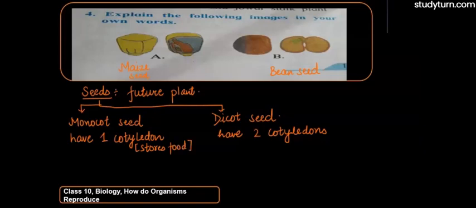So monocot seed, so maize is what? Maize seed is monocot seed. And bean seed has two cotyledons as we can see. So it is dicot seed. So we can see here one is the total seed and the other is the longitudinal section of this maize seed.